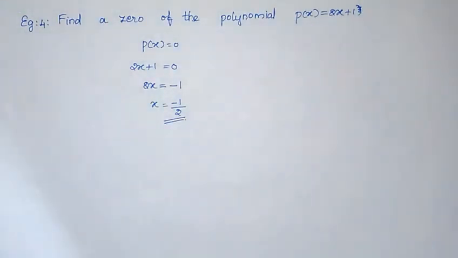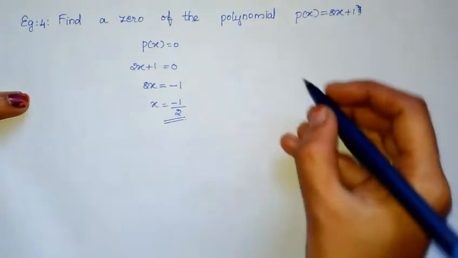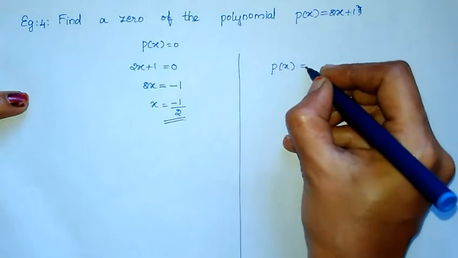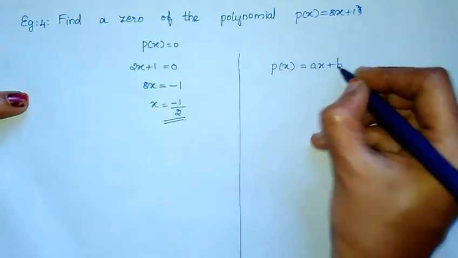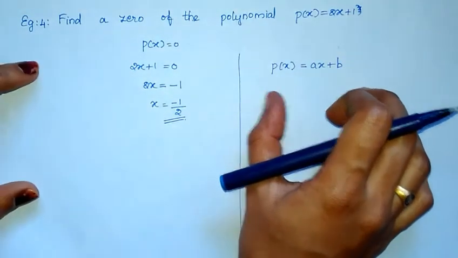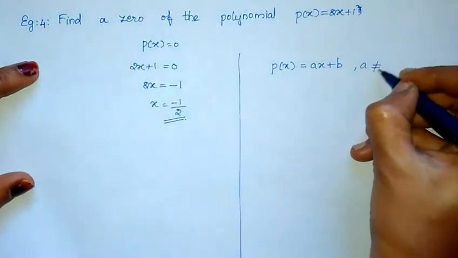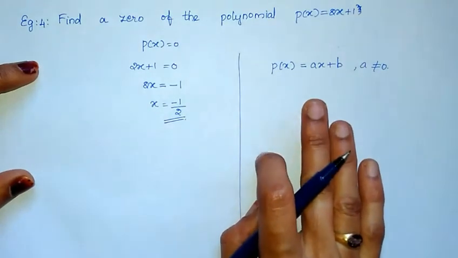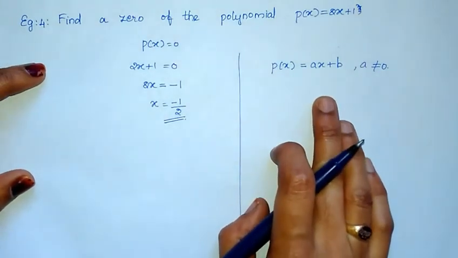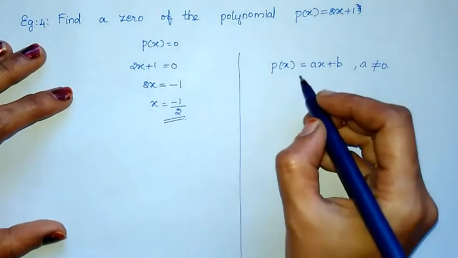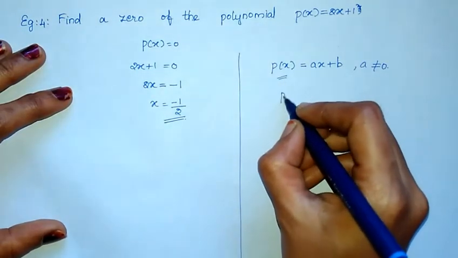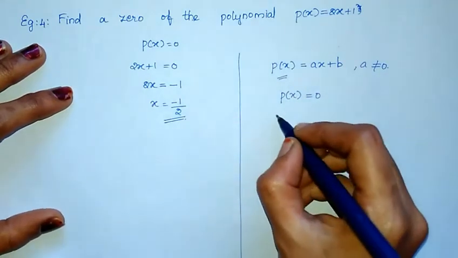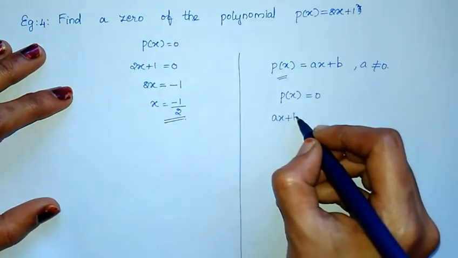In general, I am taking the polynomial as p of x equal to ax plus b. Here, a is not equal to 0. Now, I am going to find the zeros of this polynomial ax plus b. How can we find that? Equate this polynomial to 0. p of x equal to 0 means ax plus b equal to 0.